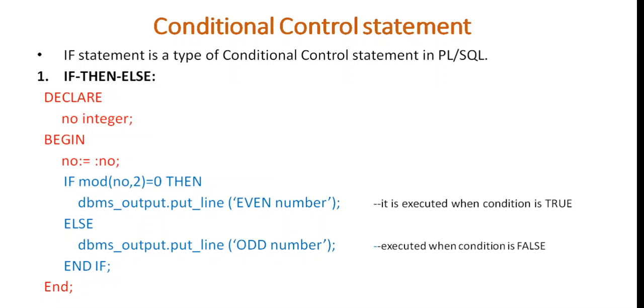Mod is a built-in function in PL/SQL which is used to get the remainder of division. It is used to calculate the mod. If the mod is 0, then that number is even. It means we are dividing that number by 2, and if we get a 0 remainder, then that number will be an even number, else the number will be an odd number.